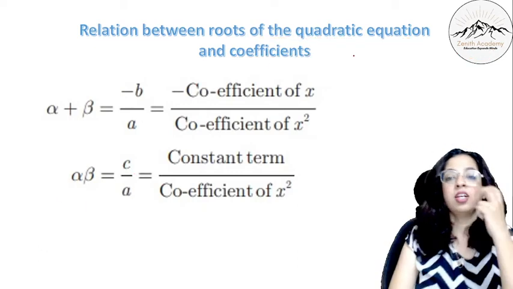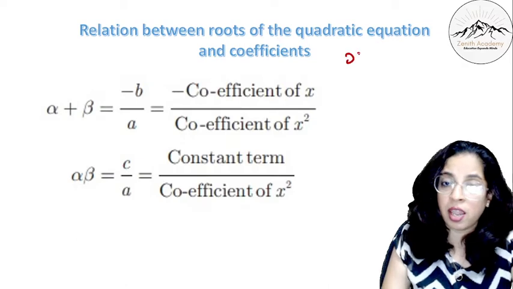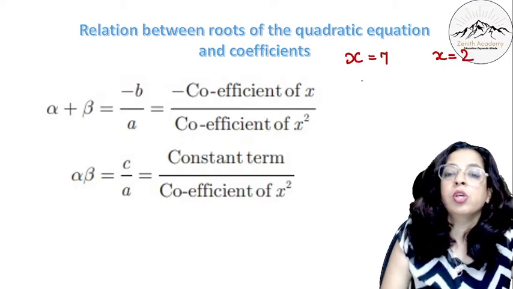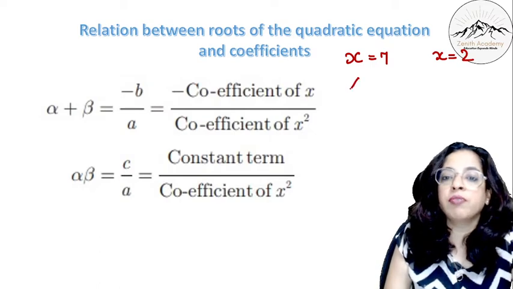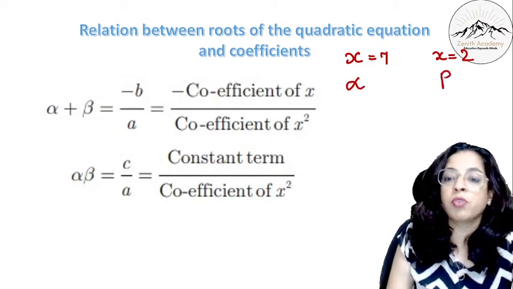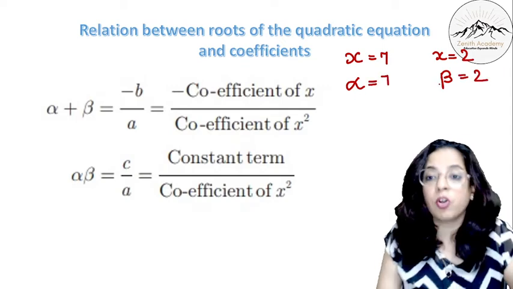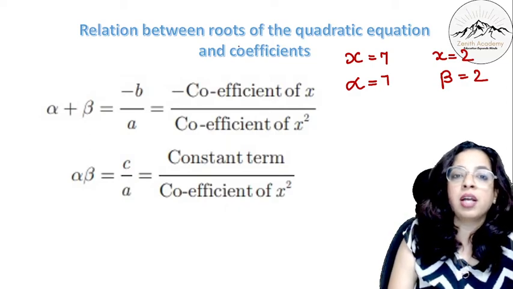And if we say there are two roots of a quadratic equation, every time we find two roots, suppose x equal to 7 and x equal to 2. If we name them differently, one of the roots we name alpha, one of the roots we name beta. So alpha is 7, beta is 2, if we can say it like that also. So what are alpha and beta? Alpha and beta are the roots.